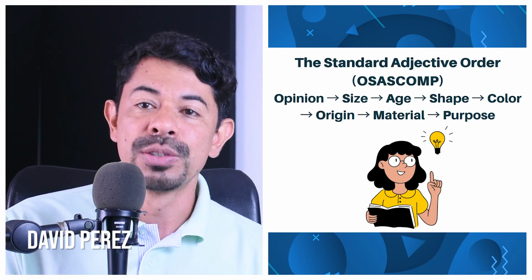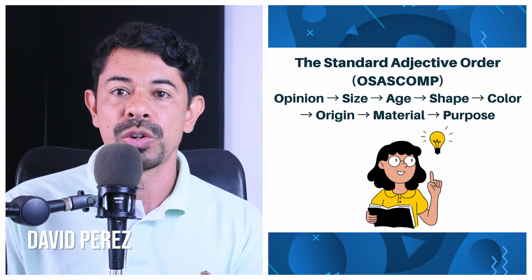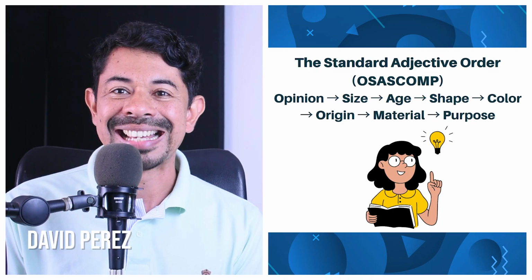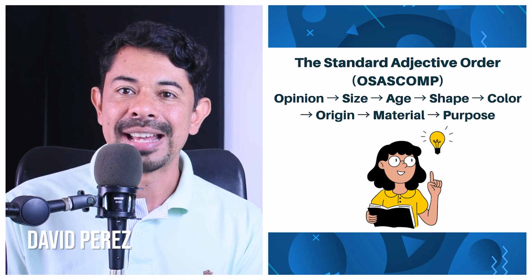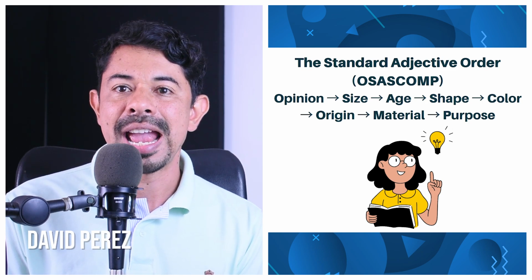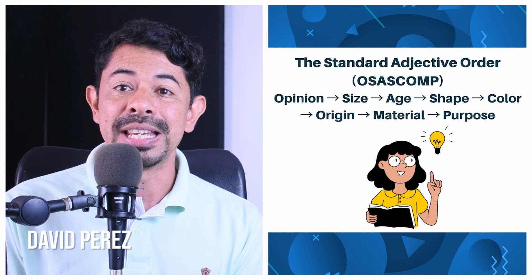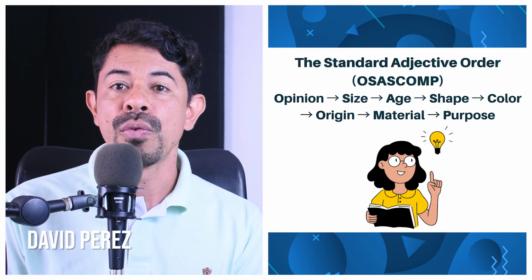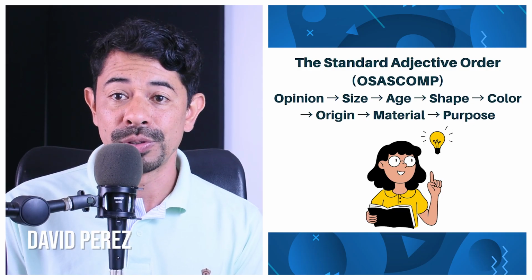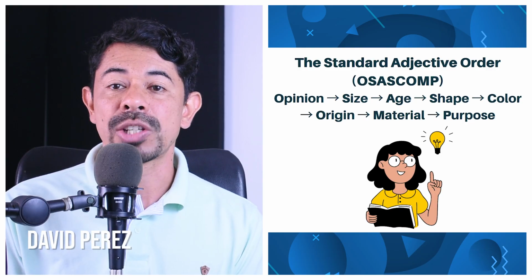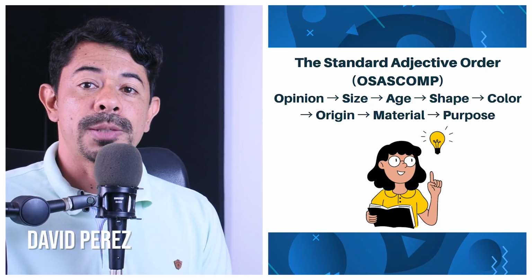Good. If you want to remember this more easily, just think of this acronym. The acronym is OSASCOMP. O is for opinion, S for size, A for age, S for shape, C for color, O for origin, M for material, and P for purpose. So OSASCOMP, that is the sequence, the correct sequence for you to set up or express the adjectives.